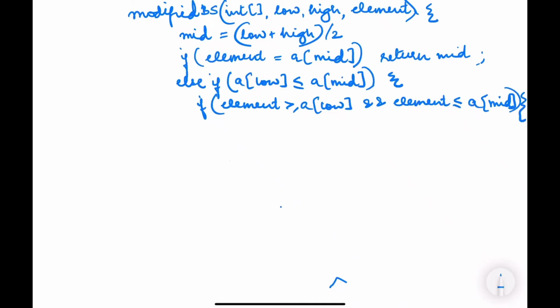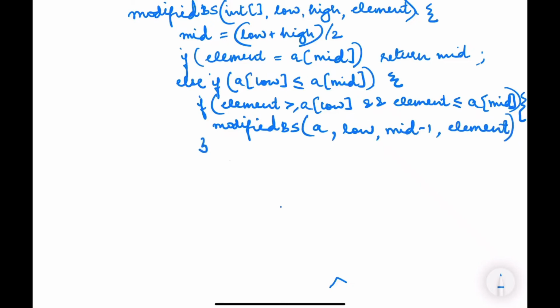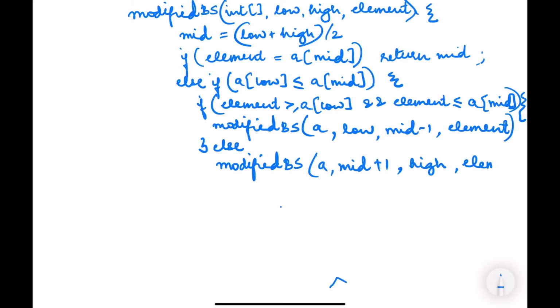It means that that element lies in that subarray's range from low to mid. Okay, if this is the case, then we are going to recursively call this modified binary search with the array A, low index as low, and high index would now be mid minus 1, and the element that of course needs to be passed. Okay. Else, if this is not the case, we are going to call the modified binary search on the right hand side. So it would be A, comma mid plus 1, comma high, and the element.